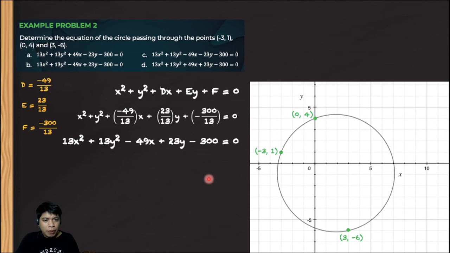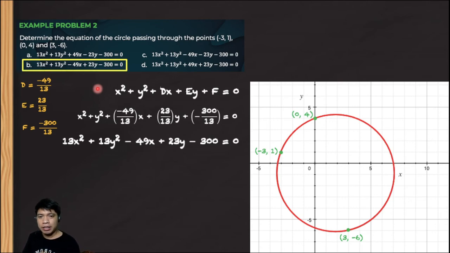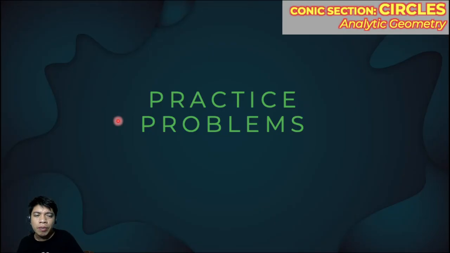Okay? Pero anyway, so yun na nga guys, no? So, ito na nga yung ating circle. And the answer for this problem nga is nasa letter B. Okay, so that is the answer for example problem number 2. Okay, so that's it guys. So I hope naintindihan nyo yung ating discussion tutorial for those problems sa ating topic na circle. So let's now proceed guys to the practice problems.